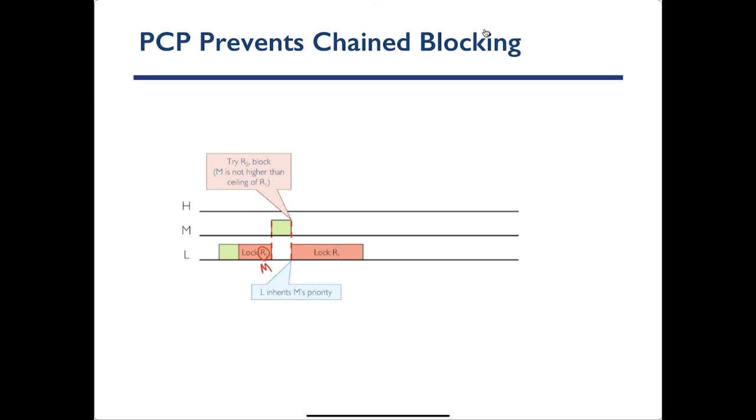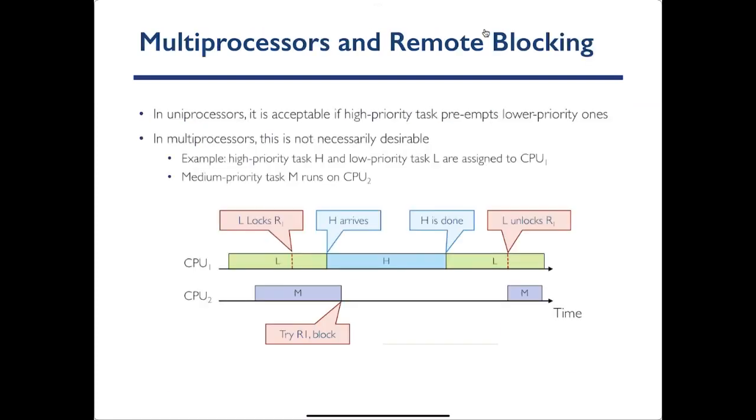So L continues running, then H starts running, and at this point H can indeed lock R2, because it's going to look at all the other resources that are currently locked. The resource that is currently locked is R1 by others, and the priority ceiling of R1 is M. Now H is higher than M, so H can indeed go ahead and lock R2.